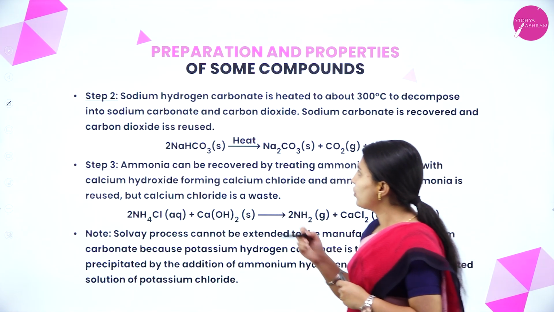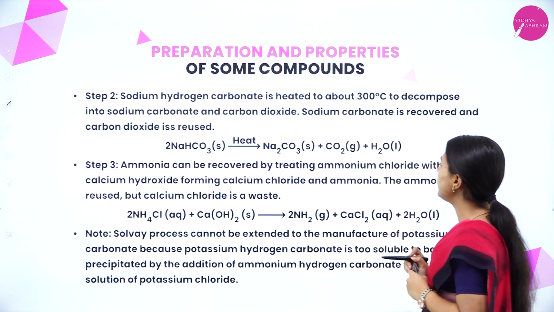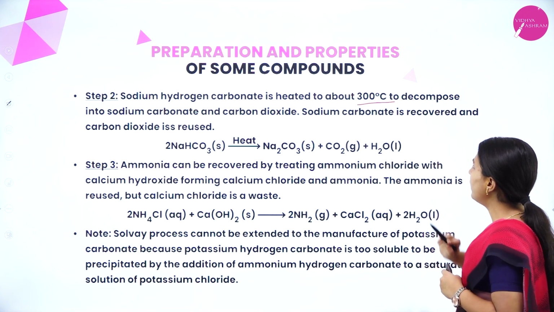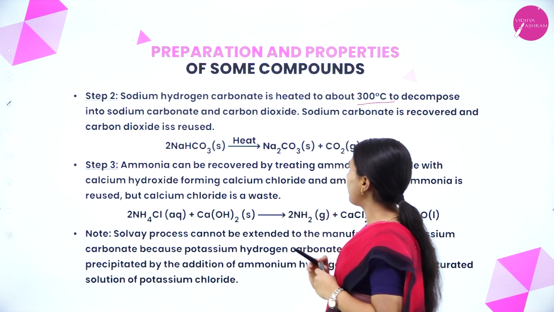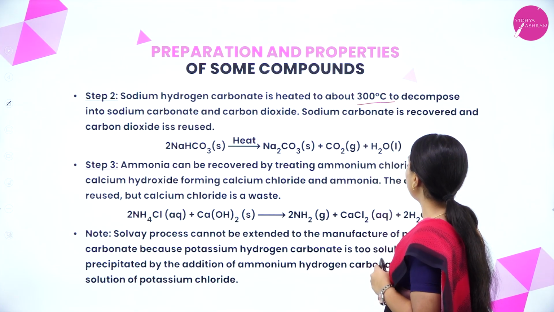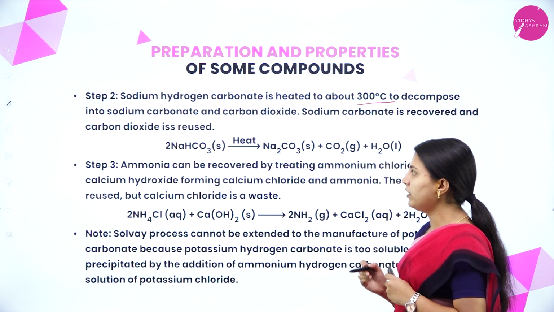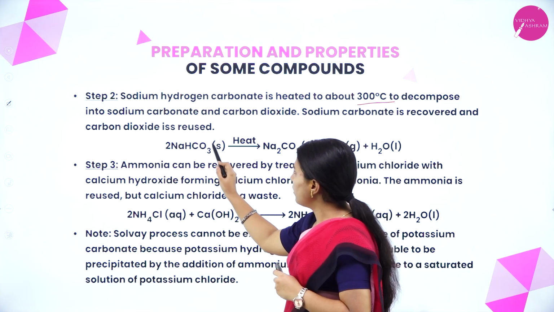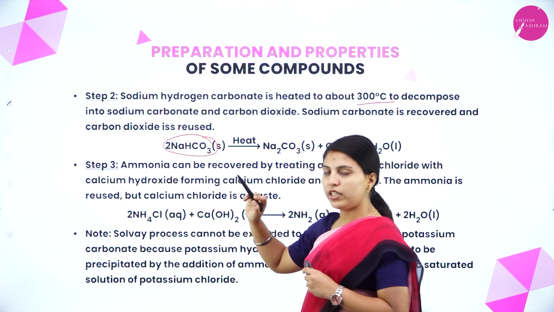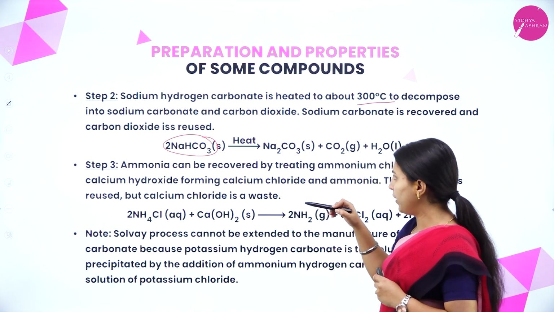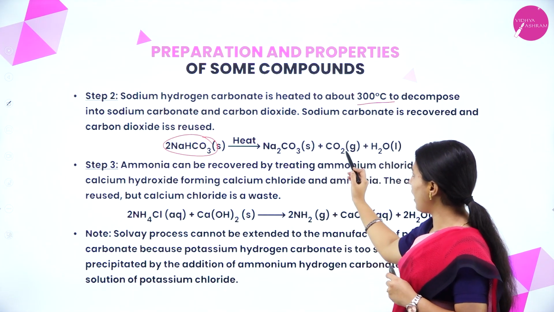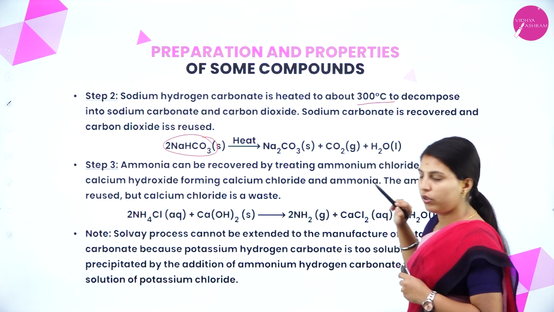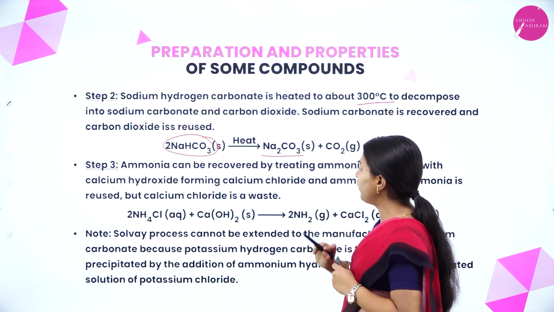In step 2, sodium hydrogen carbonate is heated to about 300 degrees Celsius to decompose into sodium carbonate and carbon dioxide. Sodium carbonate is recovered and carbon dioxide is reused. The sodium hydrogen carbonate we got from step 1 will be heated or decomposed to form sodium carbonate, carbon dioxide and water. Here sodium carbonate will be formed.